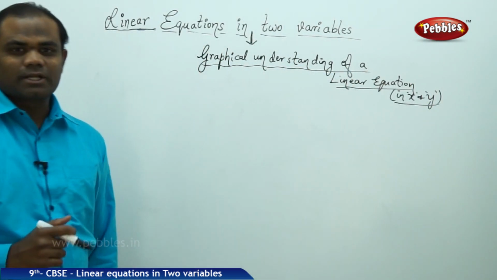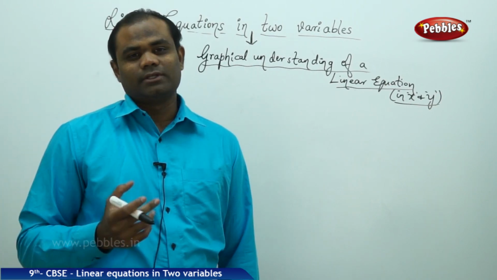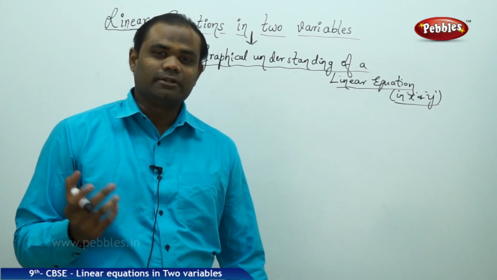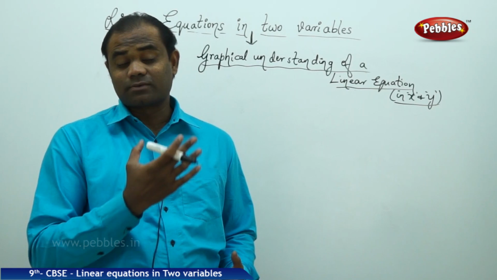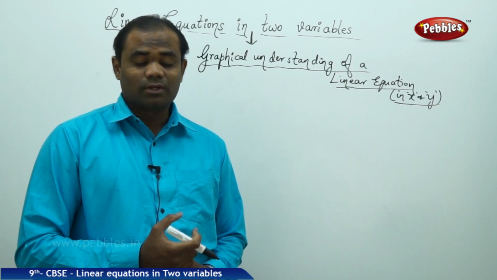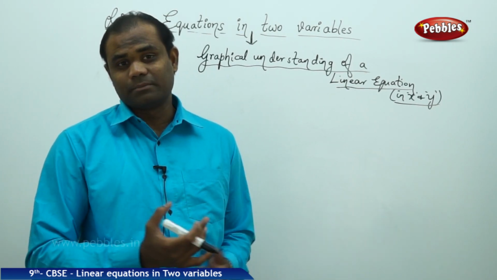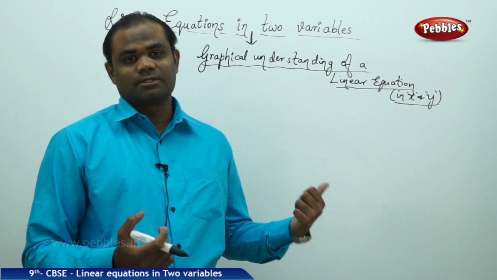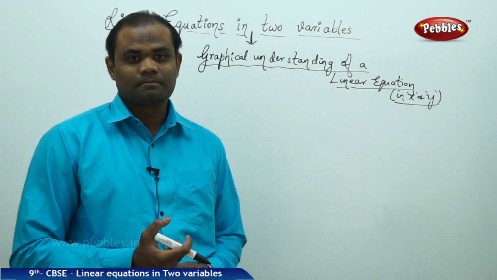So graphical understanding of a linear equation in x and y. What is a linear equation in the graph in the xy coordinate system? How does it look, or what is its shape, is what we're going to discuss in brief in the session.